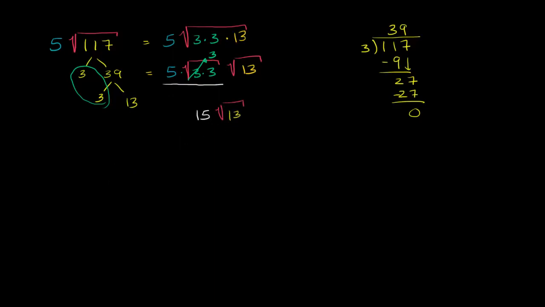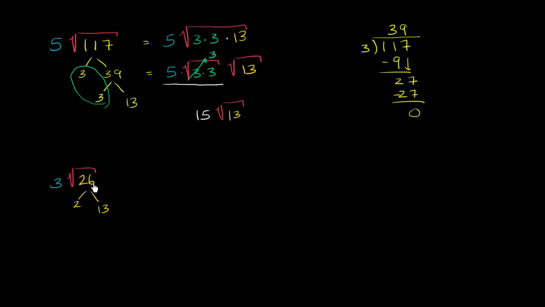Let's do one more example here. Let's try to simplify 3 times the square root of 26. Actually, 26 in yellow like I did in the previous problem. 26 is clearly an even number, so it's going to be divisible by 2. We can rewrite it as 2 times 13. And then we're done. 13 is a prime number. We can't factor this anymore.